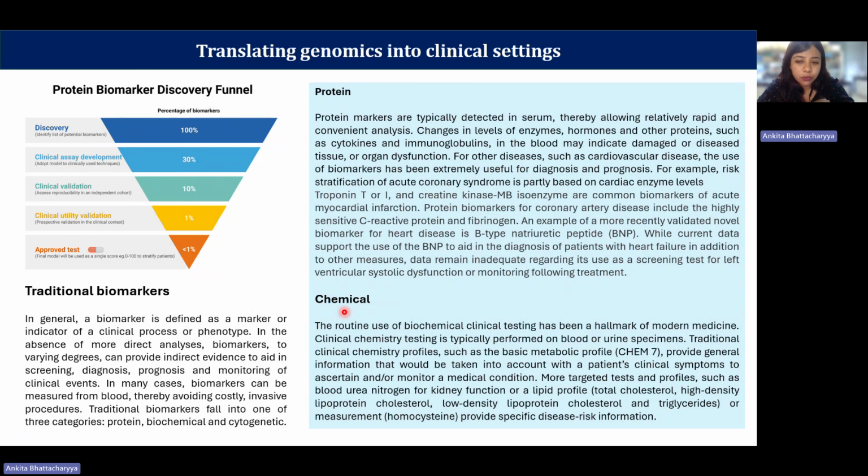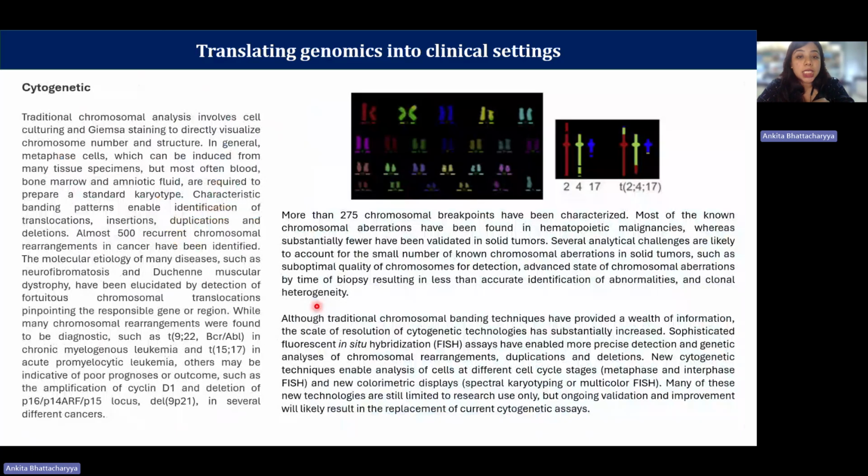So biochemical testing, of course, is something you would routinely find for any individual in any lab. It looks at certain parameters like we just discussed, and you can also go for very specific markers. So depending on the test, protein or biochemical markers may vary. The third one is a little bit different.